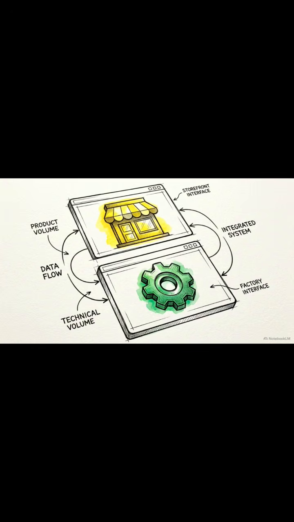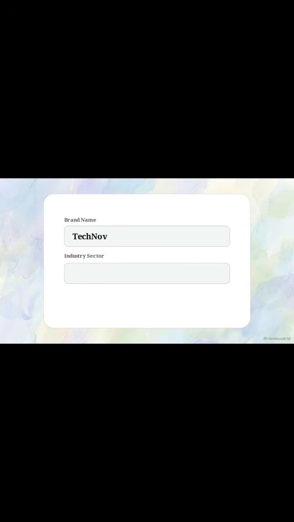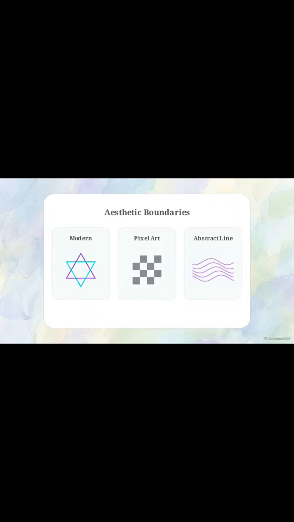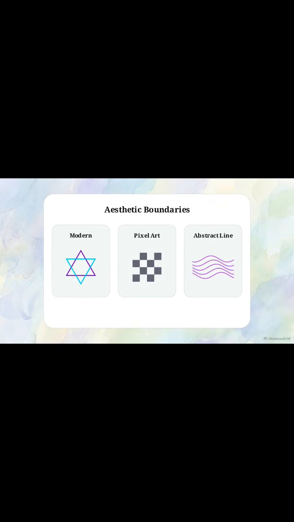You need 2 hard data points locked in: your final brand name and the specific industry you operate in. Look at this interface mockup. We type our name, in this case Technova, and assign it to the technology sector. Then we hit Generate. That industry tag is crucial. It acts as a hard filter, preventing floral bakery patterns when you actually need sharp tech visuals.